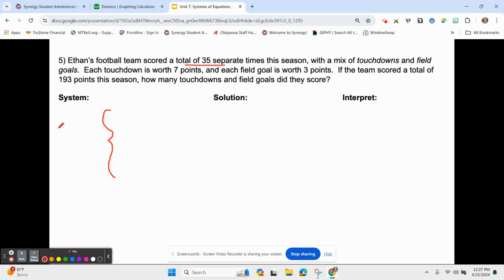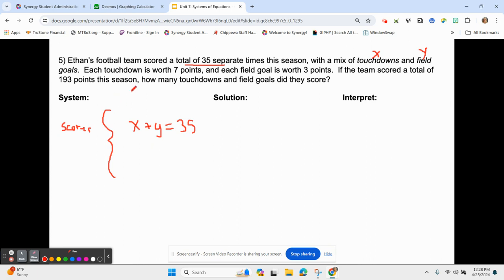So the first thing that we're talking about is scoring. There were different scores, and that was a mixture of touchdowns and field goals. I'm going to say touchdowns are going to be my X, field goals are going to be my Y. So I've got touchdowns plus field goals must equal 35. There is my first equation.